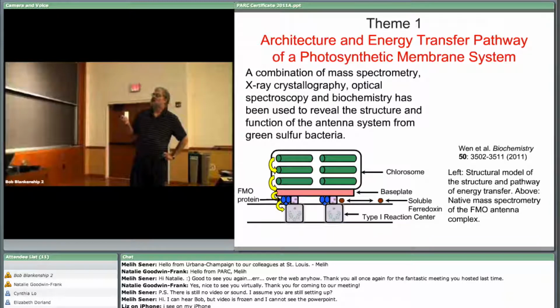And this is just a figure from a recent paper that we had in which we used mass spectrometry to determine the pigment composition of this complex. This is one of our ongoing projects that really is designed to try to understand the very inner workings of a natural antenna complex.